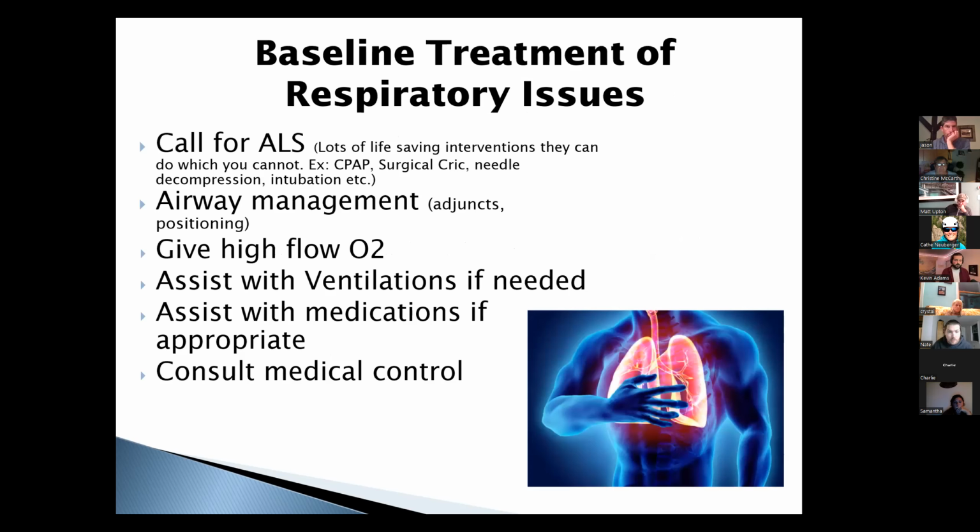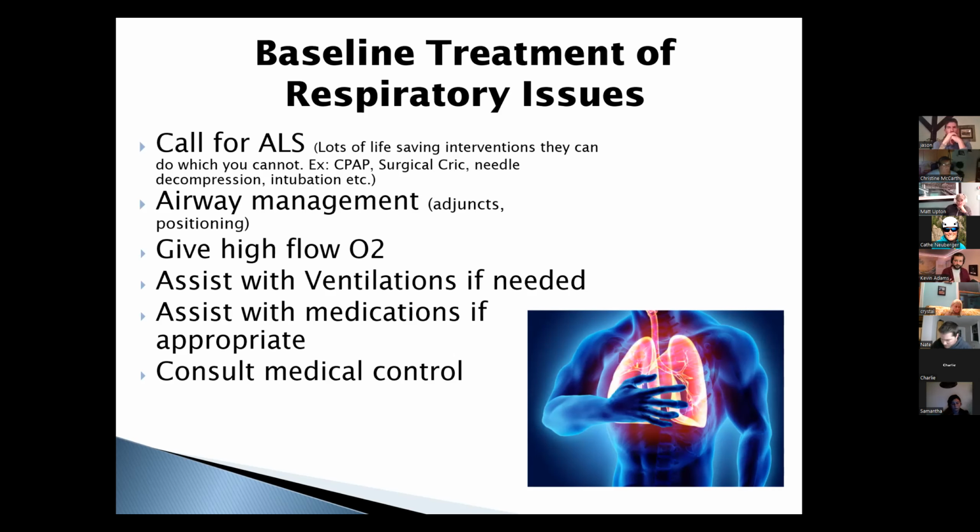Other than that, I've been saying this a good amount for respiratory stuff. It's always beneficial for basic EMTs to call for advanced life support. A lot of times that CPAP, or the difference in airways that they can administer in emergency situations, can make the difference between life or death. Somebody who's intubated has a much more controlled airway than somebody who has just a nasopharyngeal airway with supplemental suctioning.